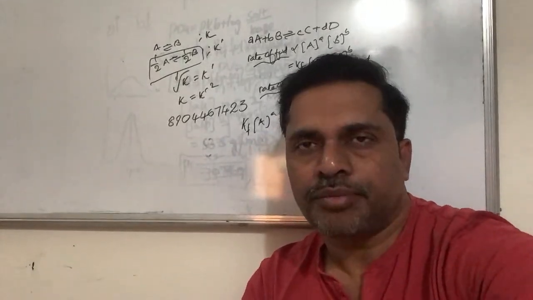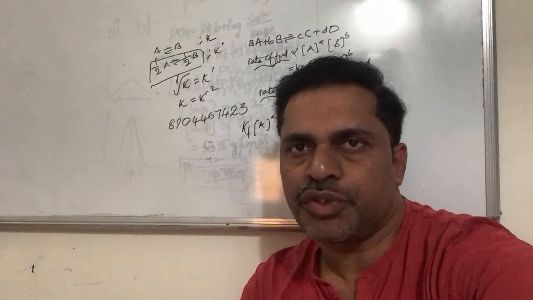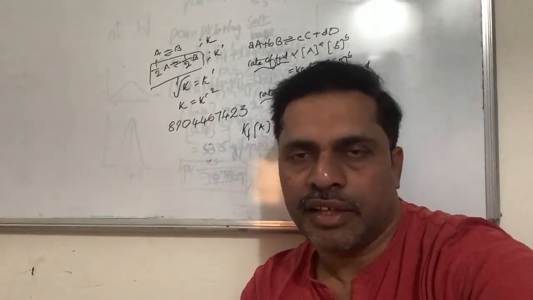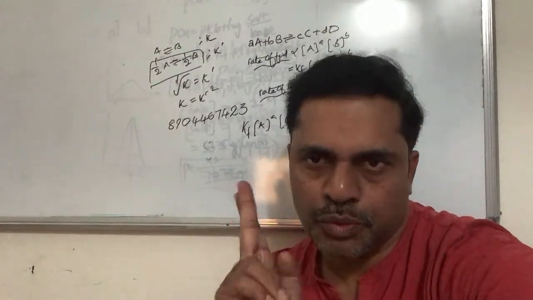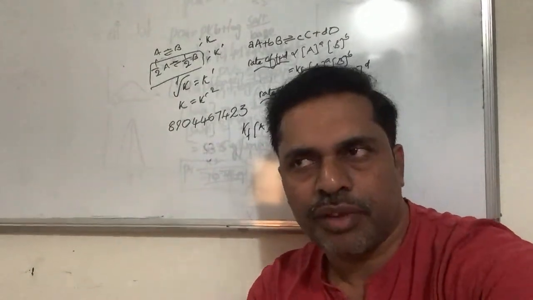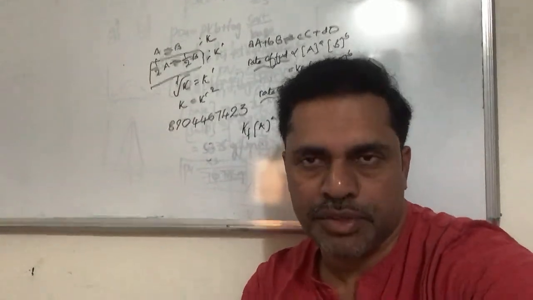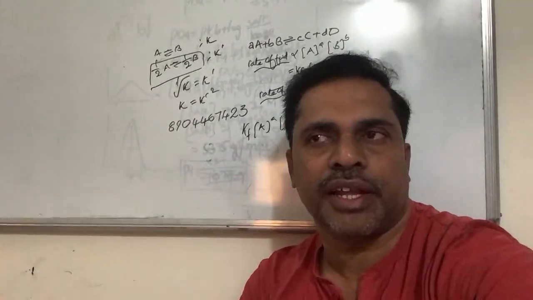So Graham's law. In Graham's law, you need to remember two questions: hydrogen gas and methane gas. Hydrogen's molecular mass is 2, methane's molecular mass is 16. So 16 by 2 is 8, so root 8 times hydrogen diffuses faster than methane.